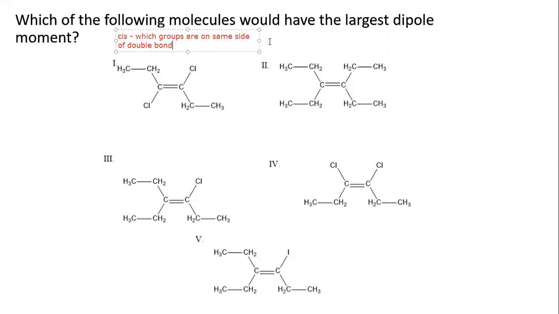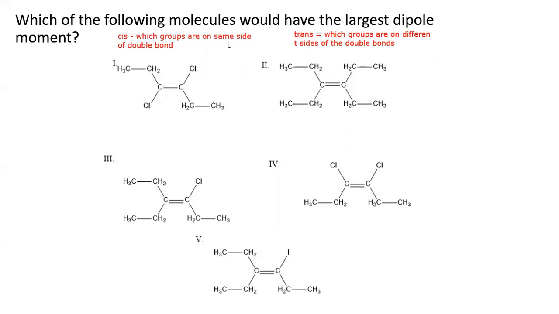Of the double bond. And we have trans, in which groups are on different sides of the double bond. So you have to have different groups in order to have cis and trans isomers.